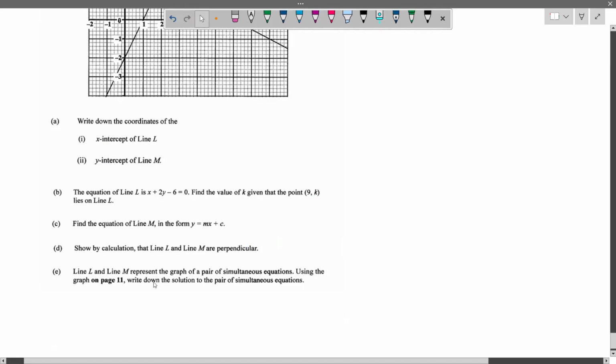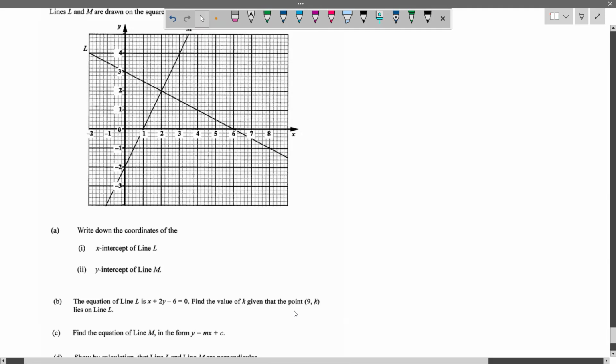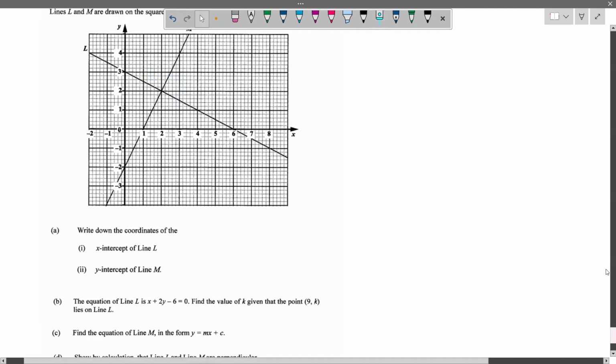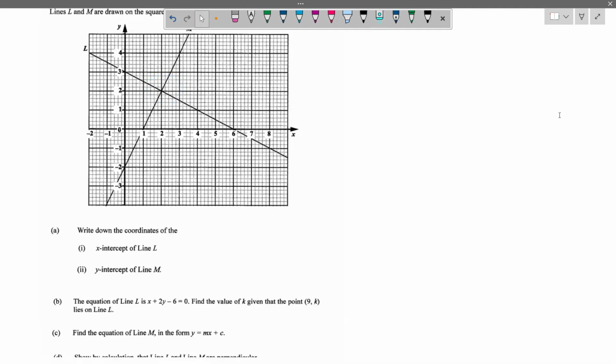Line L and line M represent the graph of our pair of simultaneous equations. Using the graph on page 11, which is the graph that I have above there, write down the solution to the pair of equations. Now, using the graph to find the solution, we're just looking at the point of intersection. So that's an easy fix there. So let's start working on this question. I'm going to write on the side here, okay? So the first thing we need to work out is the x-intercept and the y-intercept.